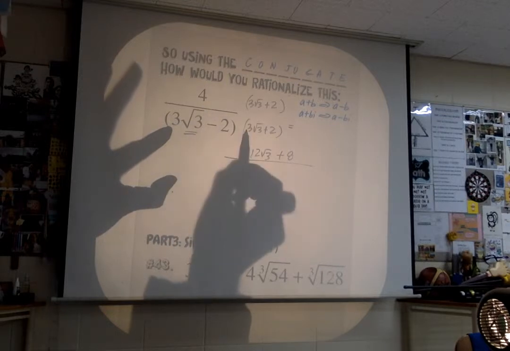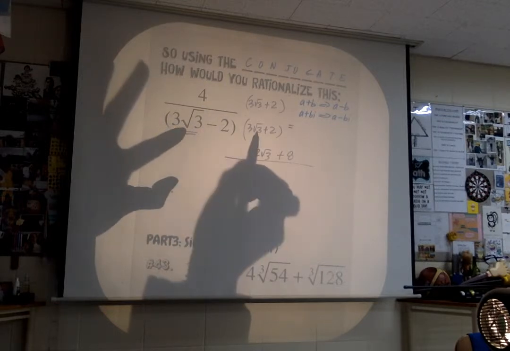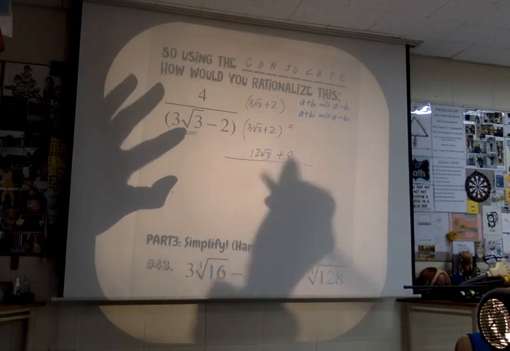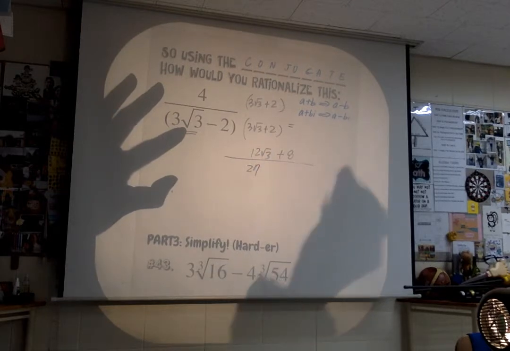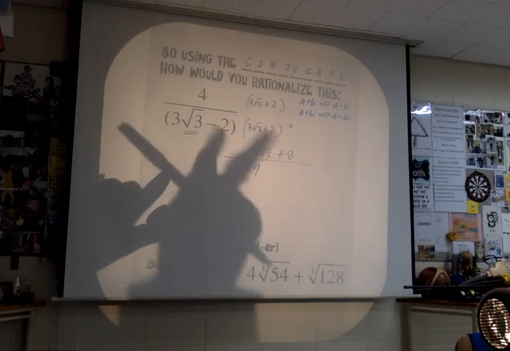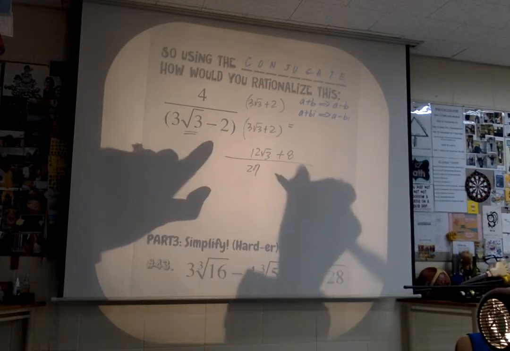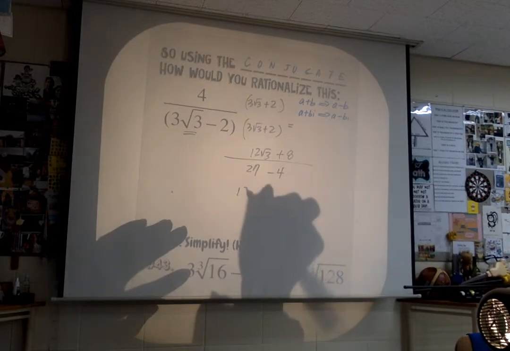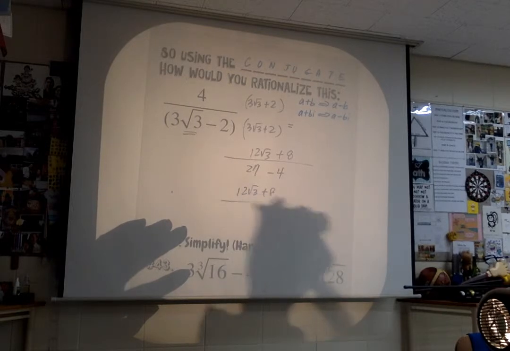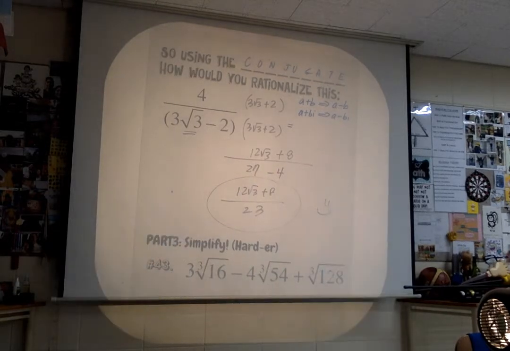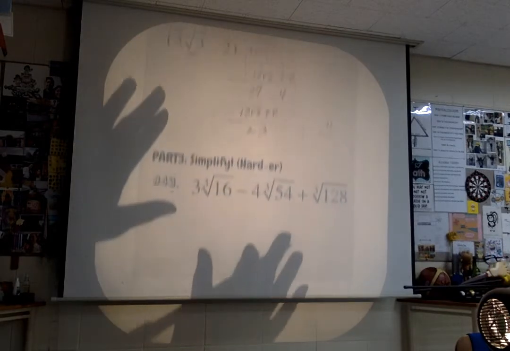What's 3 times 3? It's 9 times root 3 times root 3. So it's 9 times 3, so it's 27, right? And we don't need to multiply the middle terms because they drop out, right? Positive and a negative, gone. So it's minus 4. So we're almost done. 12 root 3 plus 8 all over 23 should have been your answer. No radicals, all right? That's how we rationalize.